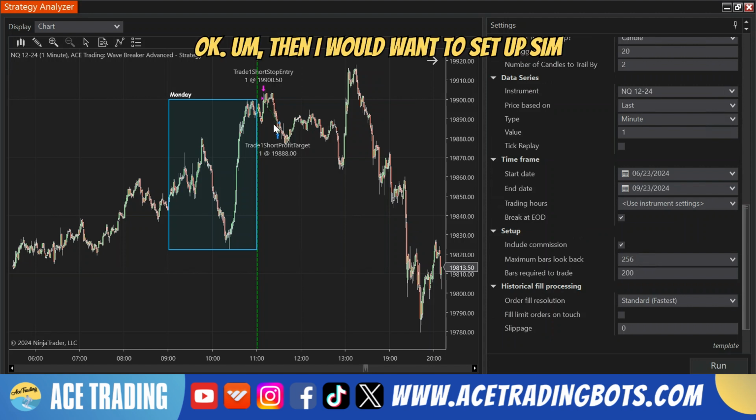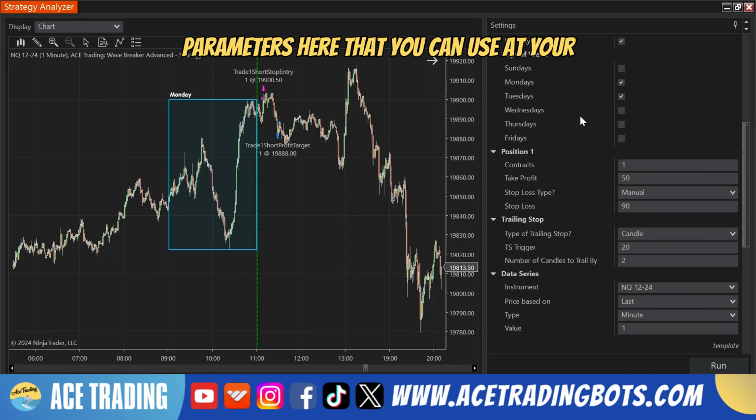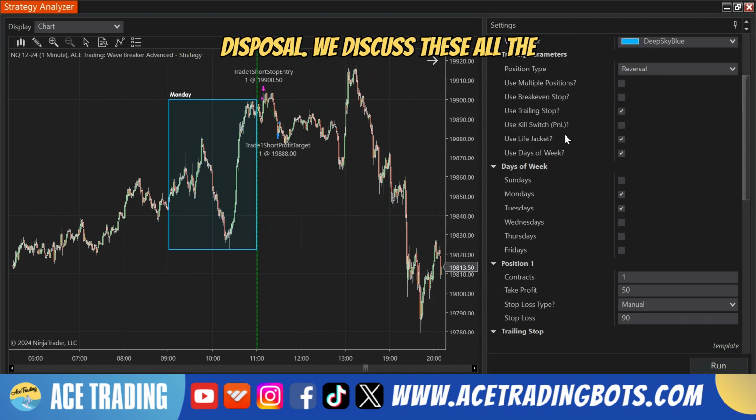Okay, then I would want to set up sim accounts, run it on sim accounts. If I'm happy with those conditions after I've modified, then I'd run it live and just monitor. And then after a few weeks, do some more analysis. Okay, and that's the real key here, is to analyze your performance, analyze the bot, and use the parameters. There are so many parameters here that you can use at your disposal.